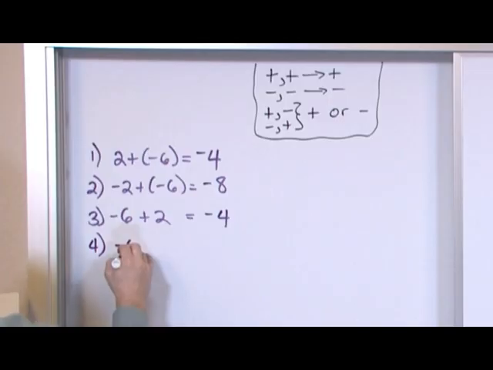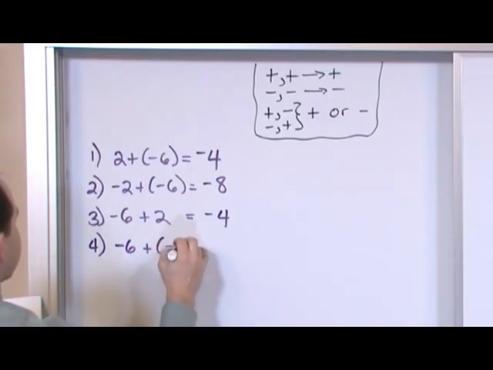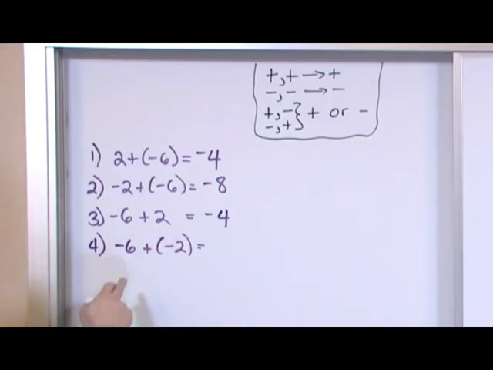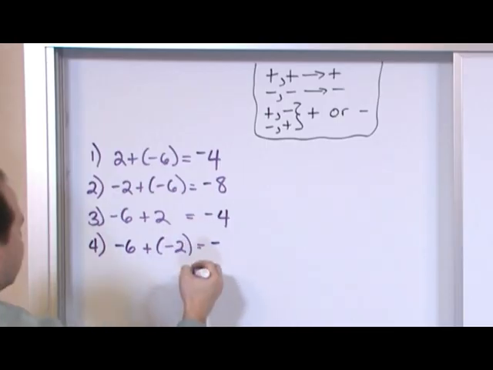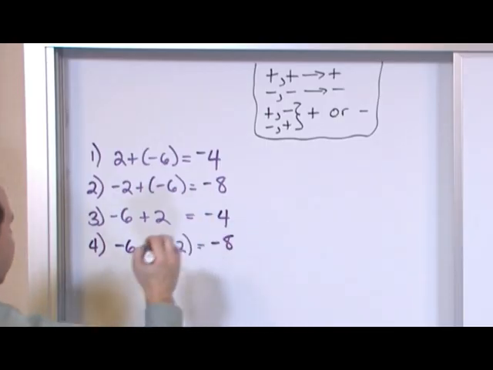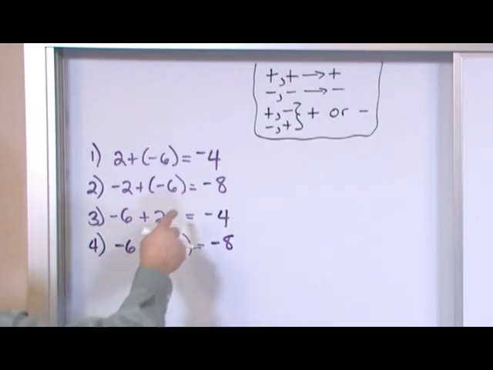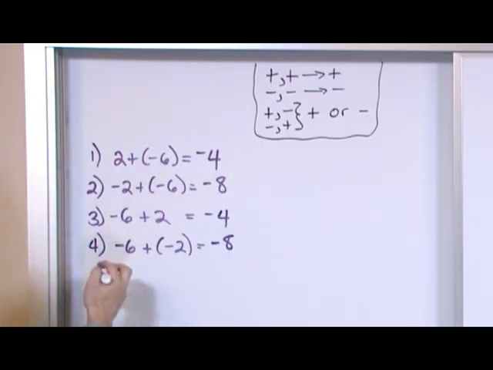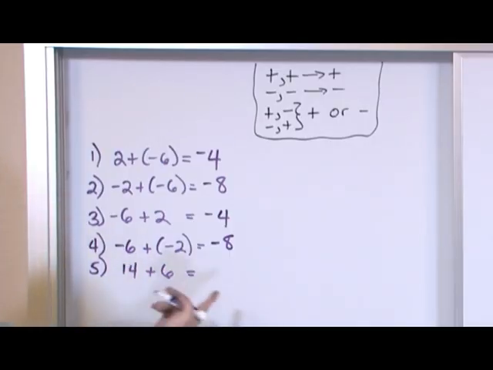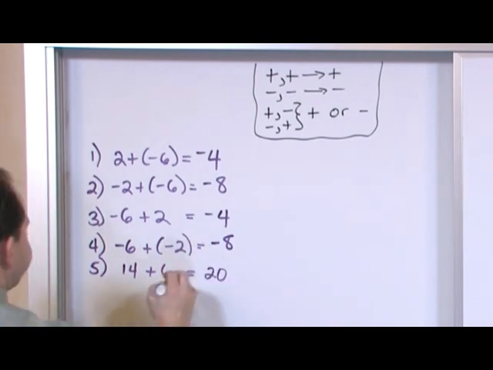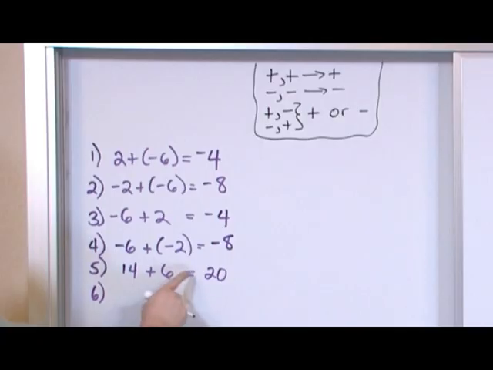Let's say I have negative 6 plus negative 2. Again, same thing. Negative plus negative is always going to give me negative. 6 plus 2 is always going to give me 8, because when they're the same sign like that, I always add them. And it gives me the same answer because I just flipped the order. So let's do 14 plus 6. That's just regular addition. That's 20, because positive plus positive is positive.